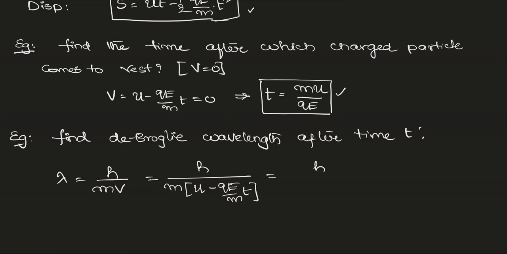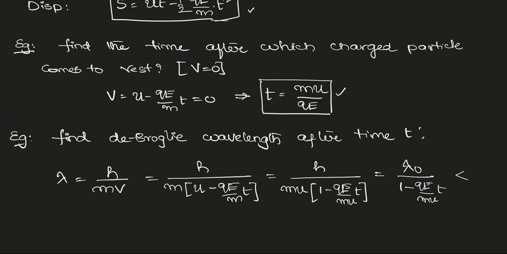So what I can do? h by mu into 1 minus qE by mu into t, or h by mu is nothing but lambda naught, by 1 minus qE by mu into t. As the denominator is less than 1, it is greater than lambda naught, so the de Broglie wavelength continuously increases with respect to time. So this kind of questions you can expect.